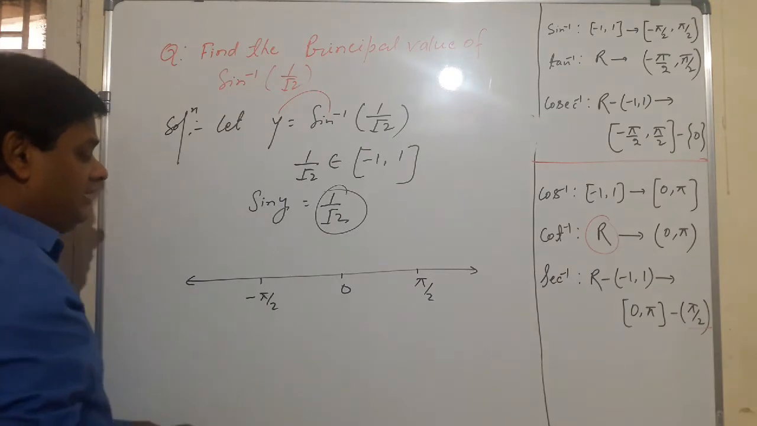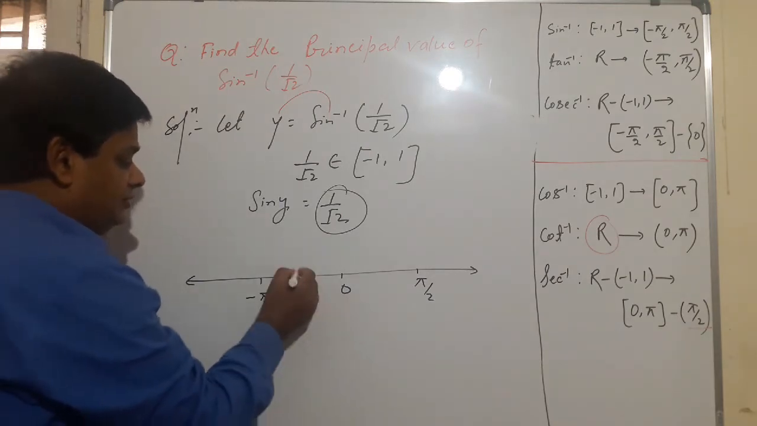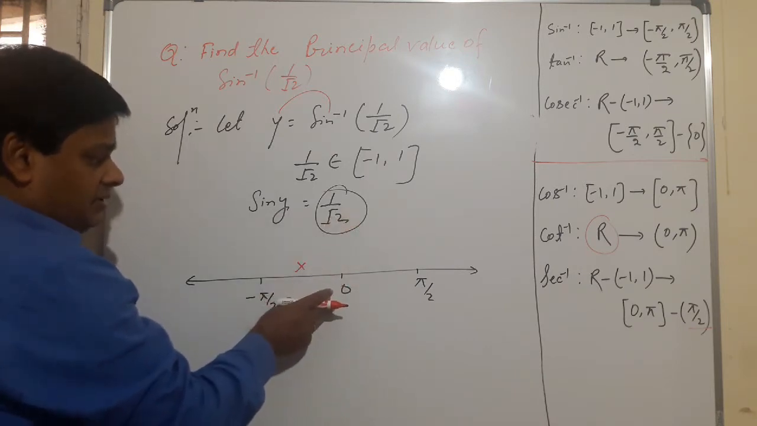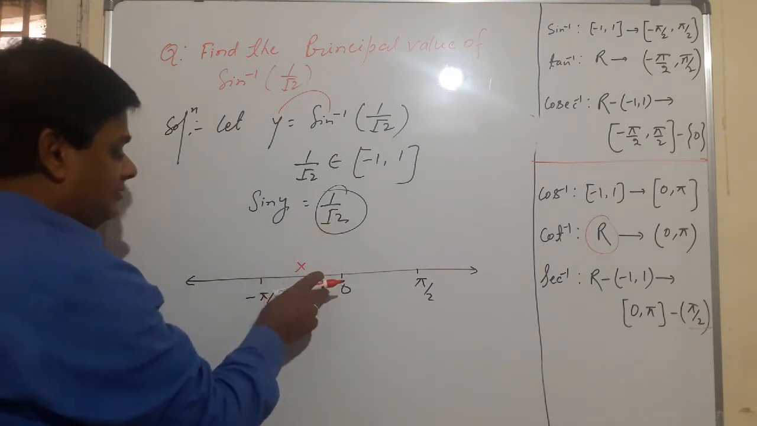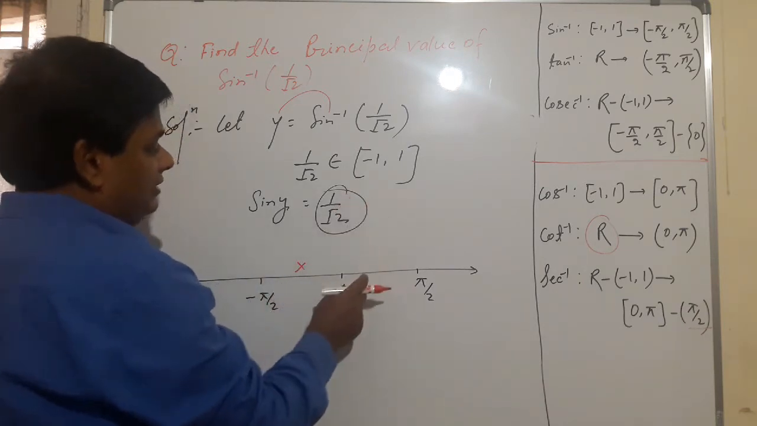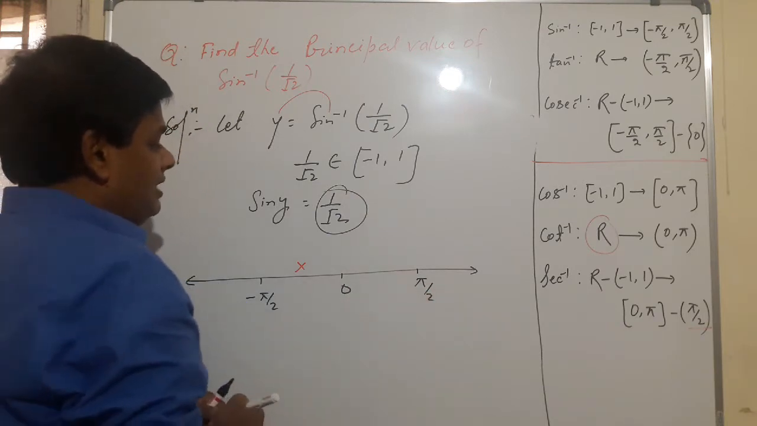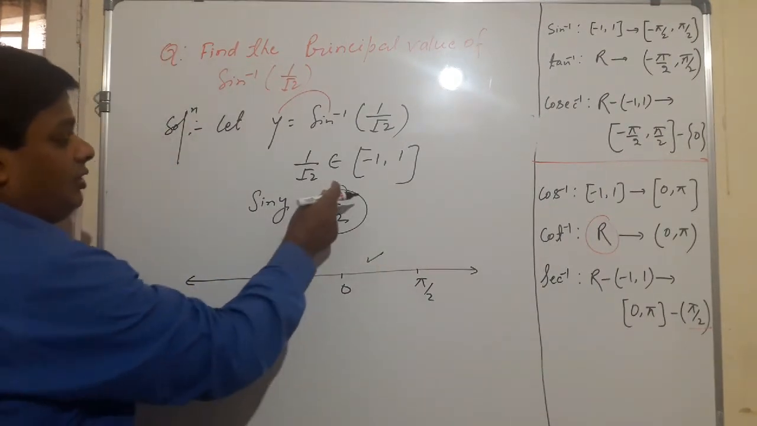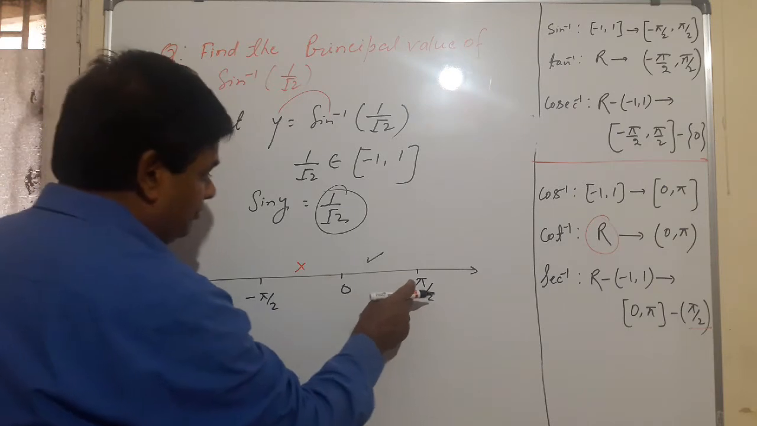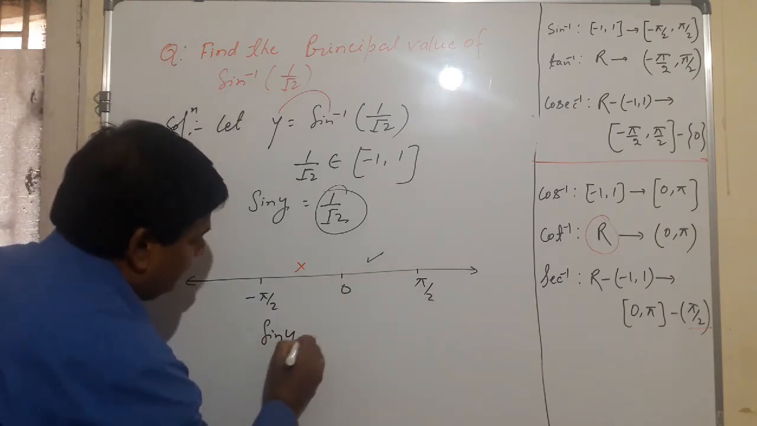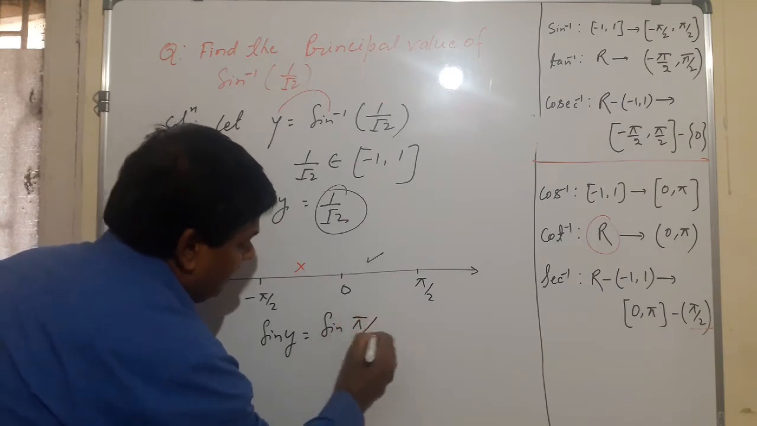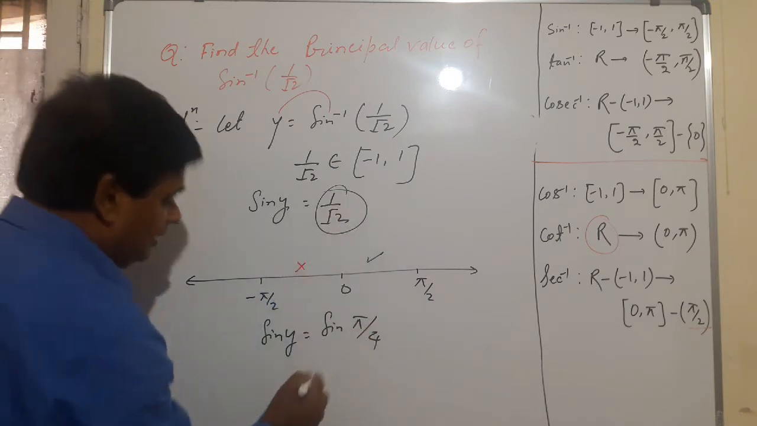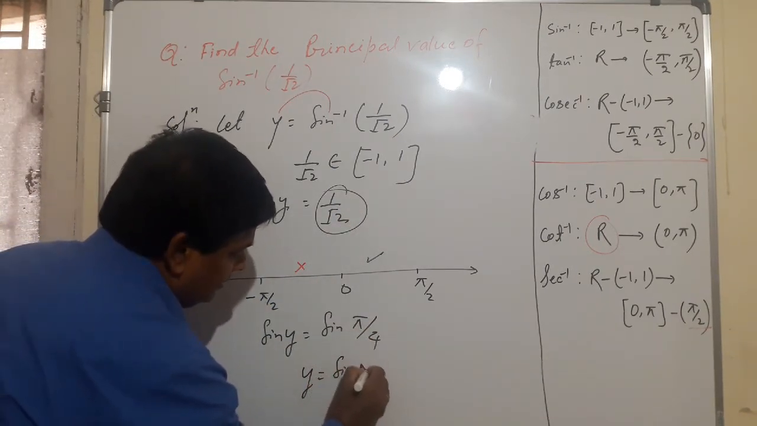In the interval minus pi by 2 to 0, sine is negative, so 1 by root 2 does not belong there. So it belongs to 0 to pi by 2. We have to search for the value of 1 by root 2 between 0 to pi by 2. So sin y is equal to sin pi by 4. We know that sin pi by 4, that is 45 degree, is 1 by root 2. So y is equal to pi by 4.